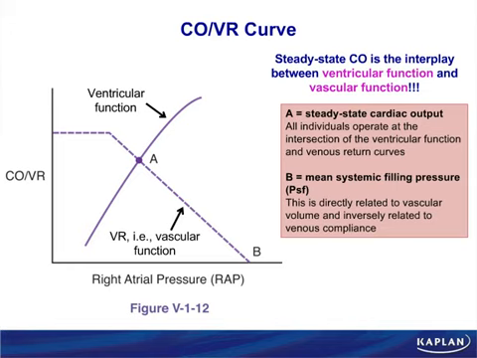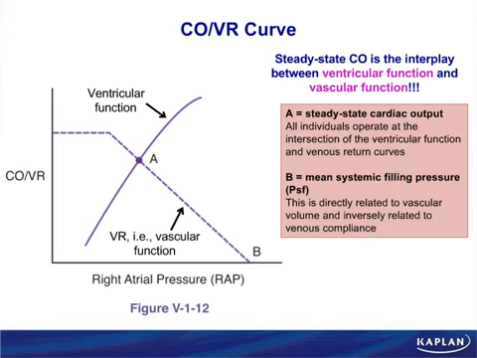pressure. Now, if you have to stop the video to let that soak in, please do so. I'll repeat again. Where the venous return curve hits the x-axis, in other words, the x-intercept, that means there's no venous return. That is a right atrial pressure in which there is no venous return, which is mean systemic filling pressure. It means those two pressures are the same.